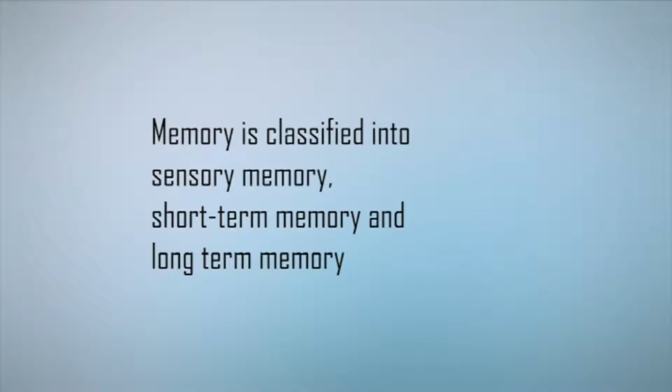The reasons we cannot remember a piece of information include: the information was not encoded or was not encoded properly, the information was lost in the storage, or the information could not be retrieved from storage, or any of these three. Memory is classified into sensory memory, short-term memory, and long-term memory.